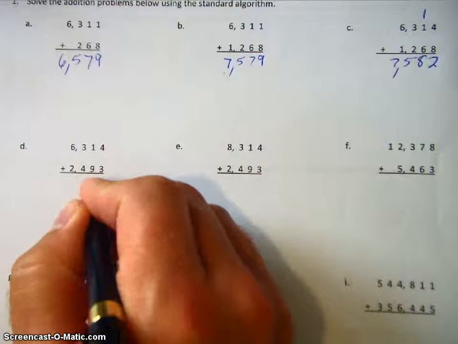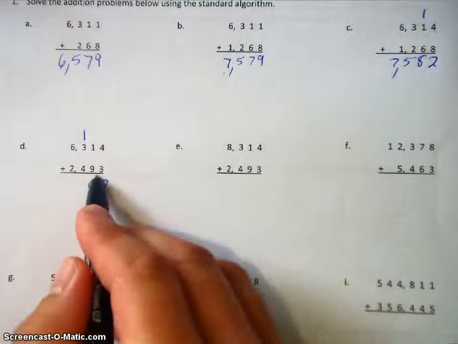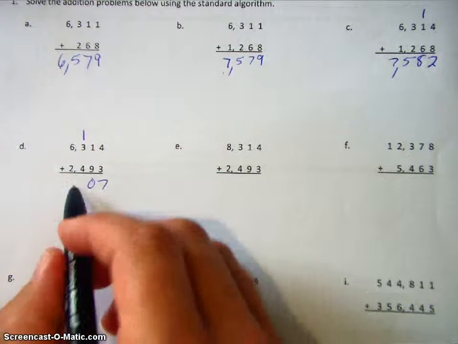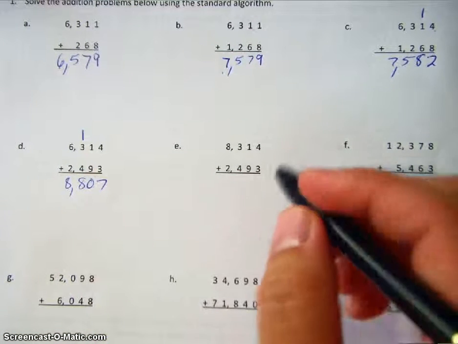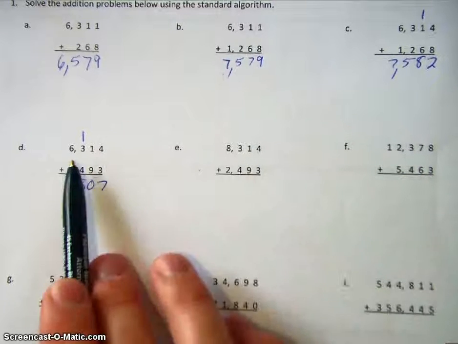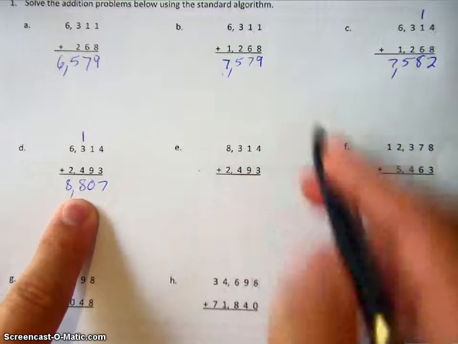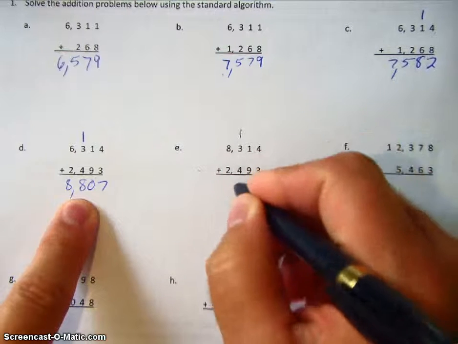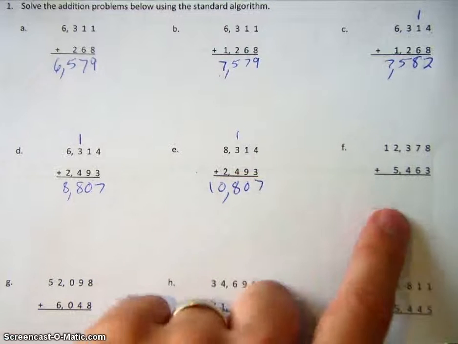Okay, now this time we need to bundle our tens into 100. Okay. And then for letter E, we see that our first addend has increased by 2,000, so we're going to see our sum also increase by 2,000. And we'll get 10,807.